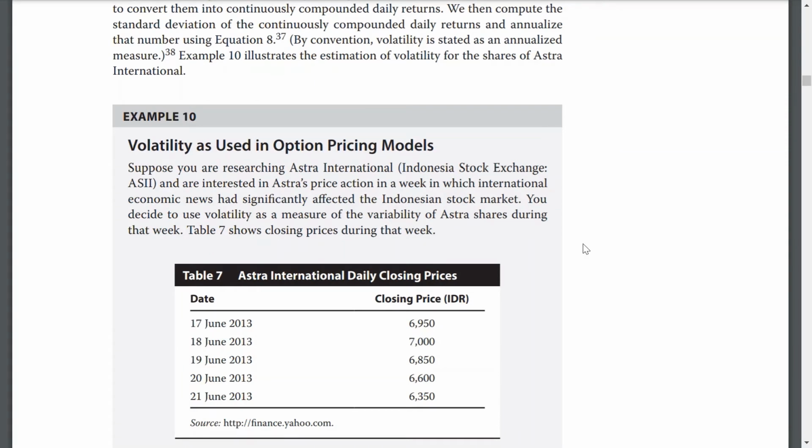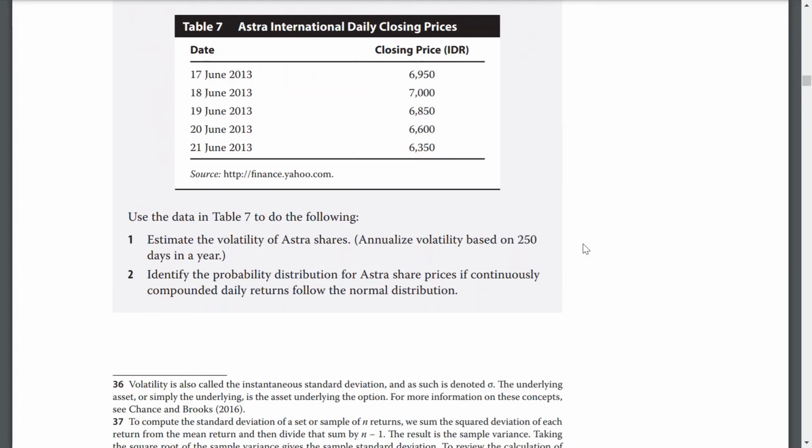Suppose you are researching Astra International, Indonesia Stock Exchange, ASII, and are interested in Astra's price action in a week in which international economic news has sufficiently affected the Indonesian stock market. You decide to use volatility as a measure of the variability of Astra shares during the week. Table 7 shows closing prices during the week. Using the data in Table 7, do the following: 1, estimate the volatility of Astra shares, annualized based on 250 days in a year; 2, identify the probability distribution for Astra share prices if continuously compounded daily returns follow the normal distribution.